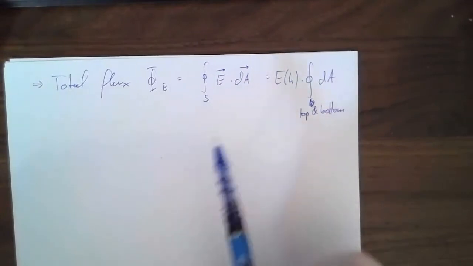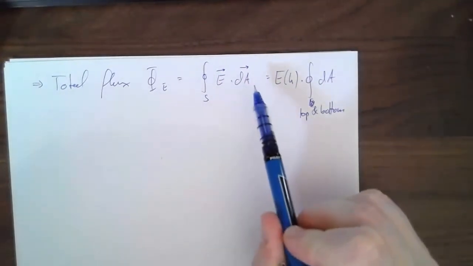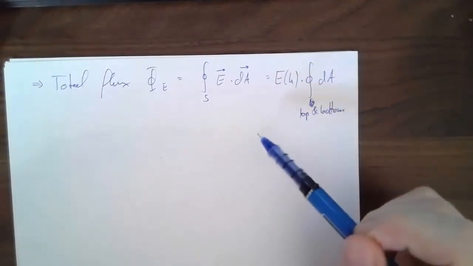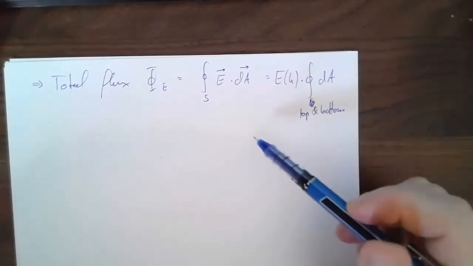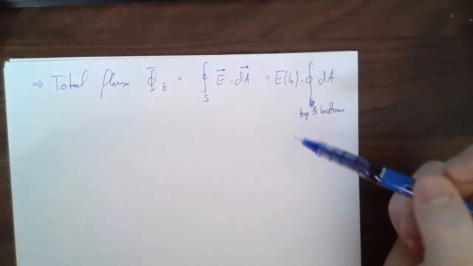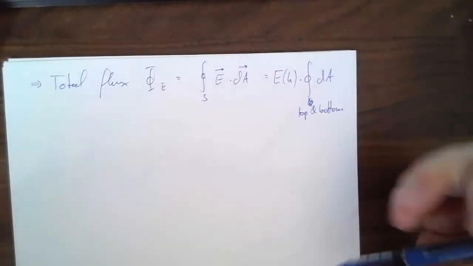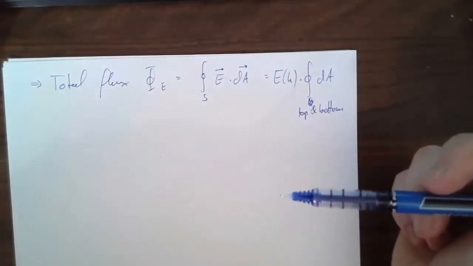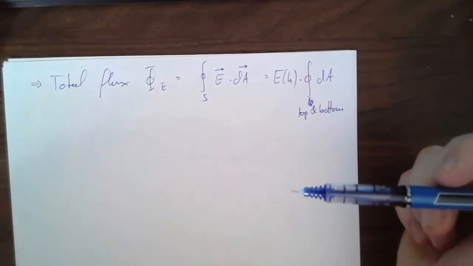But I can split up that sum into two chunks: the sum of the flux over the top and bottom, and the sum of the flux over the sides. But the sum of the flux over the sides is 0 because there is no flux. There is 0 flux, right? Because on the sides the electric field is parallel to the surface itself, therefore perpendicular to the flux.